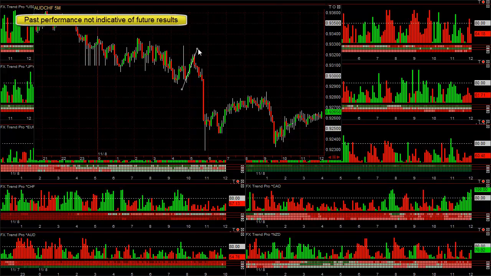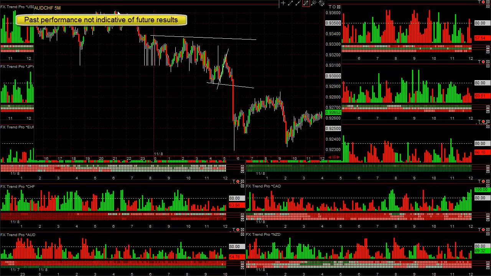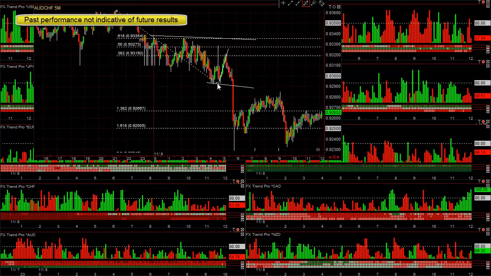You might have sold this little pullback trade right here with your stop above this little sideways consolidation area, or you might have also sold the low here. And you always want to draw your fibs on the last wave. Most of the time the market doesn't go below the 1.618. This one briefly did and then kind of double bottomed here.